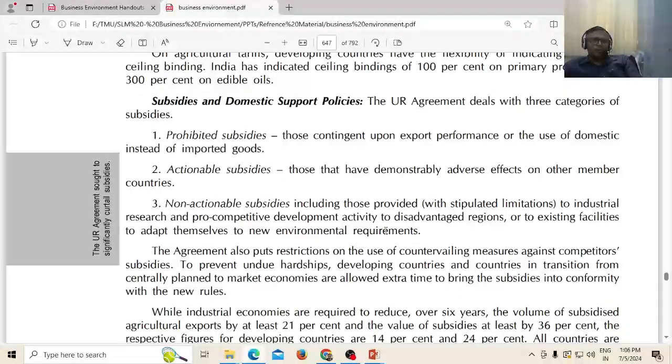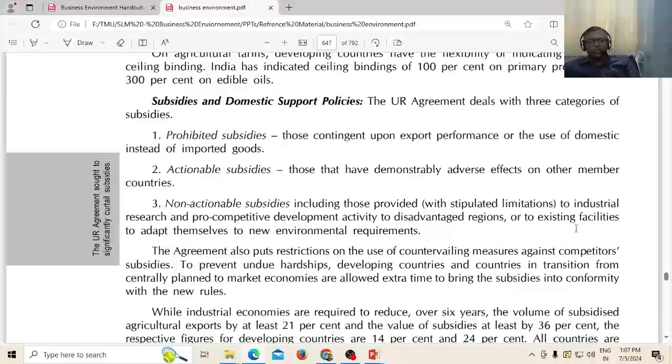Thus, the subsidies and the domestic support policies. The agreement deals with three categories of subsidies. The first is the prohibited subsidies, those contingent upon export performance or the use of domestic instead of imported goods. Second is the actionable subsidies, those that have a demonstrably adverse effect on other member countries. Third is the non-actionable subsidies, including those provided with stipulated limitations to industrial research and pre-competitive development activity, to disadvantaged regions, or to existing facilities to adapt themselves to the new environmental requirements.